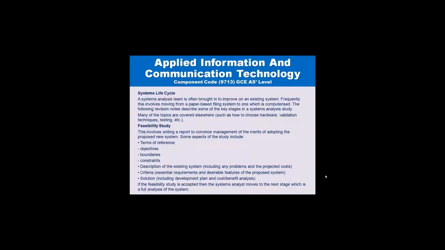So in all these ways, with all the solutions, you will suggest the exact feasibility, so that when it is approved you will start working on the system development. If the feasibility study is accepted, then the system analysis moves to the next stage, which is a full analysis of the system. That means detailed analysis.